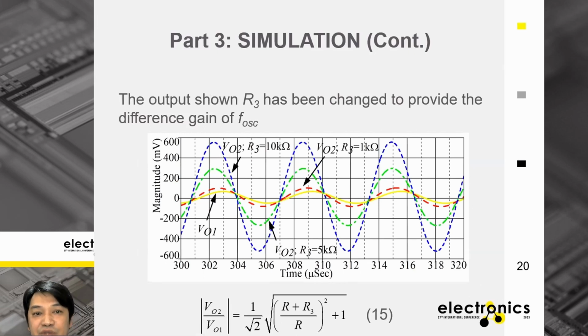According to equation number 15, the VO2 gain depends on the value of the resistor R3, which is proven by varying R3 to different values. For example, VO1 stands for the yellow line, the original Vout, and the blue dashed line stands for the Vout gain when we set R3 to 10 kilo ohm.